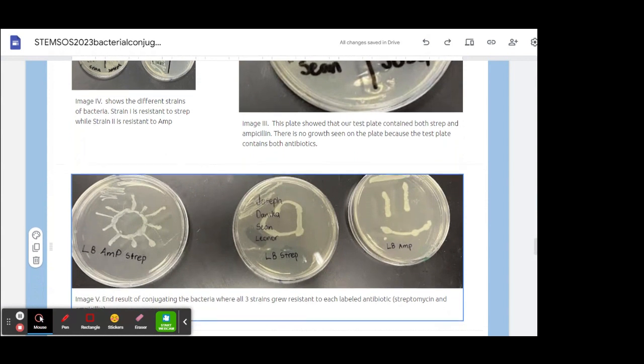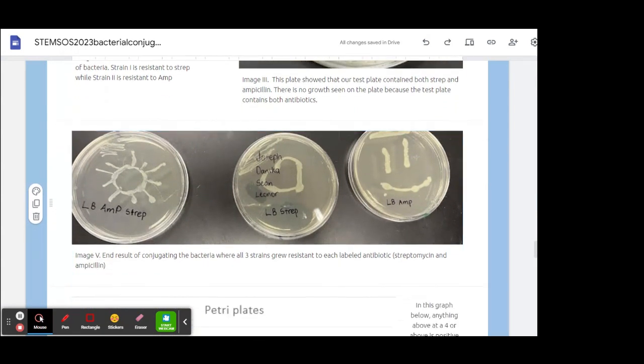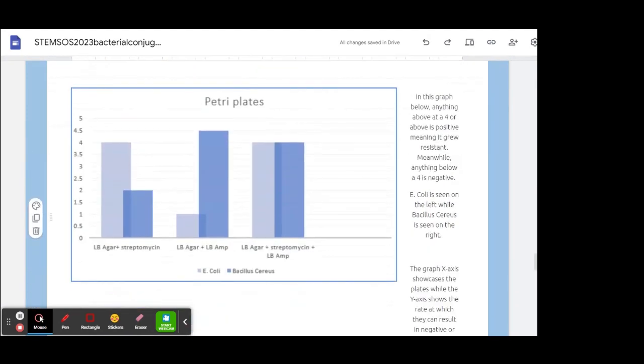In our end result, image 5, we see that the strain of E. coli plasmid DNA was successfully transferred, allowing the strain to be resistant to both antibiotics. In this graph below, anything above a 4 is positive, meaning it grew resistant. Meanwhile, anything before a 4 is negative.